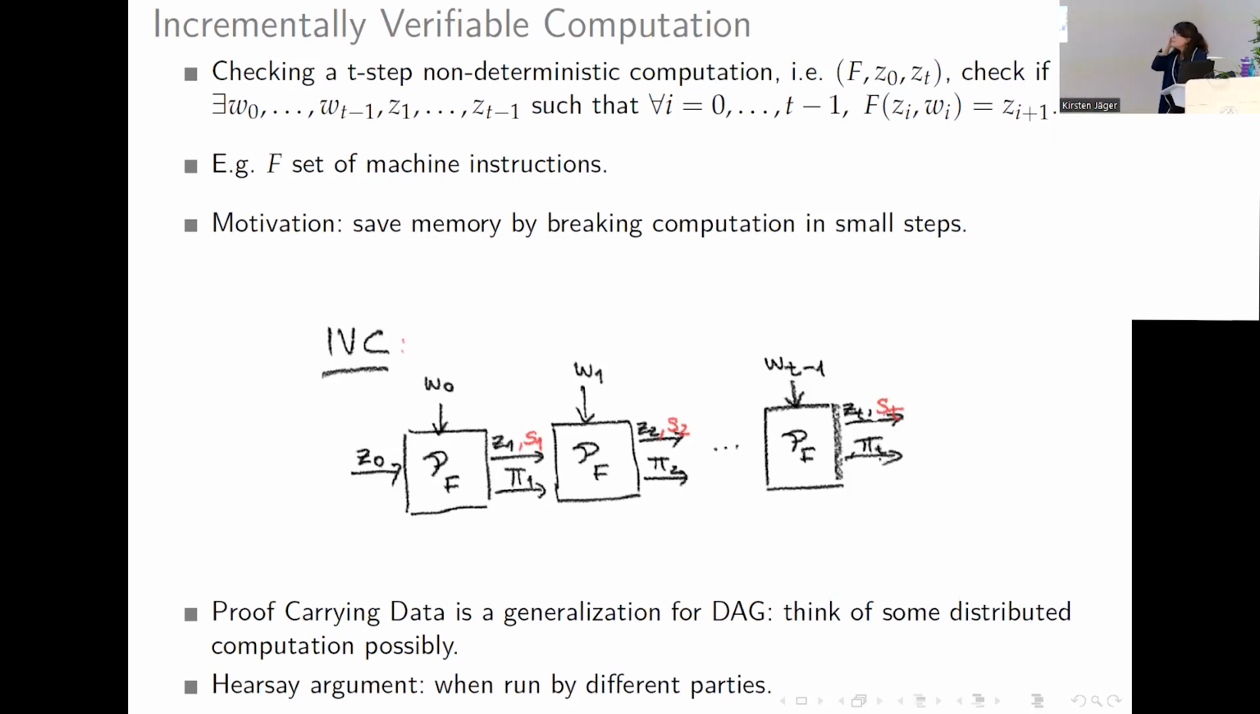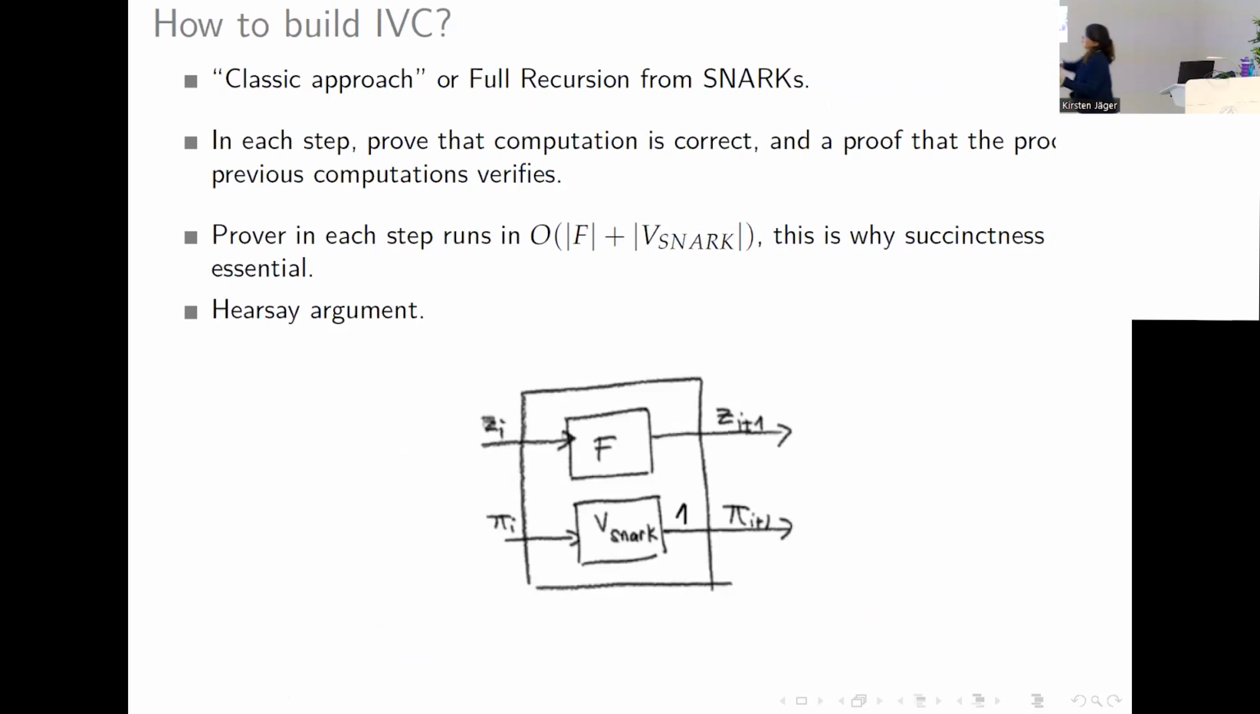Okay, so this has a lot of uses to scale zero knowledge proofs. There are a lot of constructions on how to do recursive proof composition, and I want to divide this for you into three different approaches. That's the current state of the art.